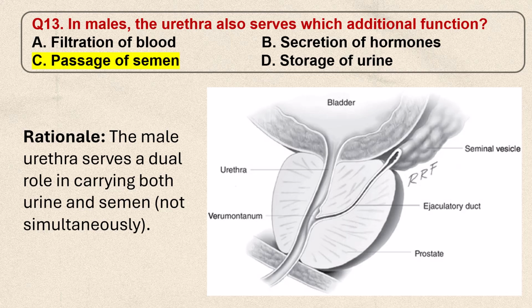Passage of semen. You can see there is a vesicle called seminal vesicle. It produces the semen. Semen consists of the sperms for reproduction. So the male urethra serves a dual role in carrying both urine and semen, but not simultaneously.